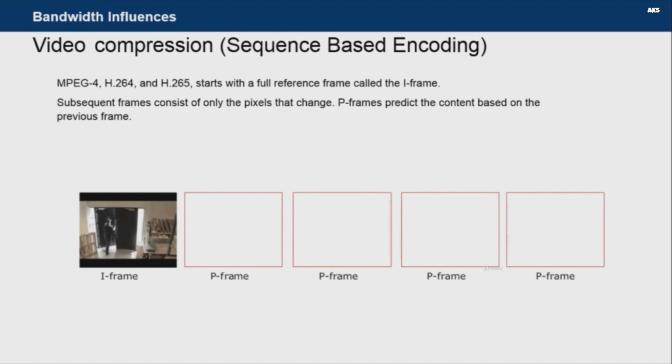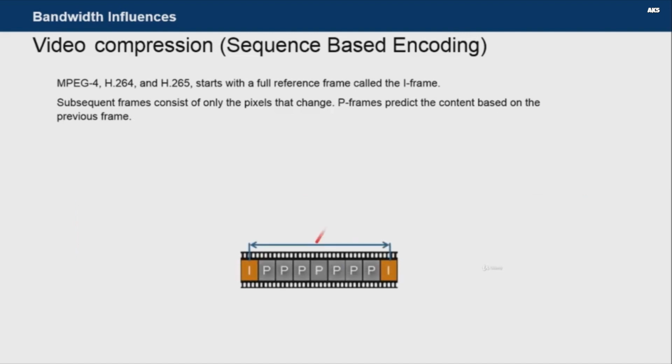And a sequence-based encoding codec like MPEG-4, H.264 or H.265 starts with a full reference frame called an I-frame or keyframe, used when generating the subsequent frames. The subsequent frame consists of only the pixels that changed, and that's what we call a P-frame. It predicts the content based on the previous frame, as you can see from the example. As a result, this group of pictures, called a GOP, starts with the full reference frame, the I-frame, and the P-frames show only what changed from the previous frame.